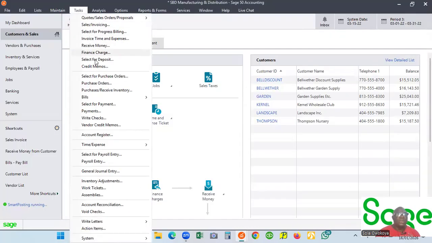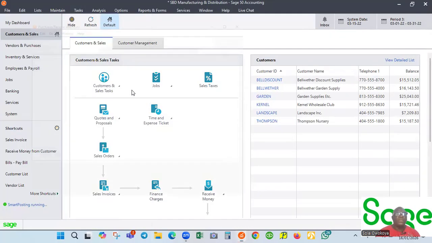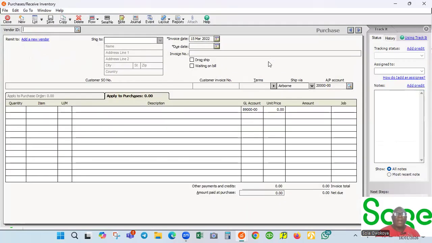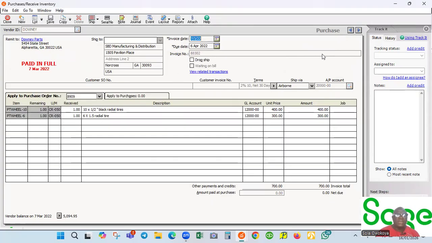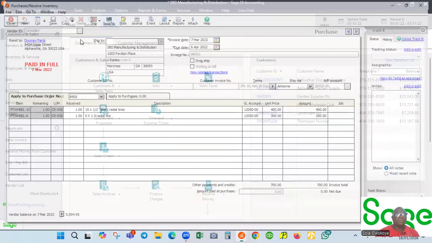So you can use it to do purchases when you are buying goods that you want to resell. You can use purchases to do a lot of things. You can use it to do your expenses. You can use it to track the goods that you are buying to sell, and this will help you to track information about your suppliers.